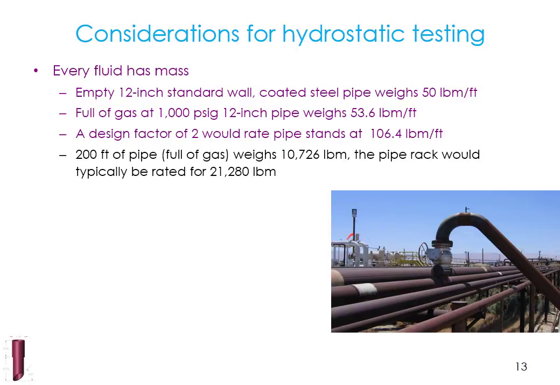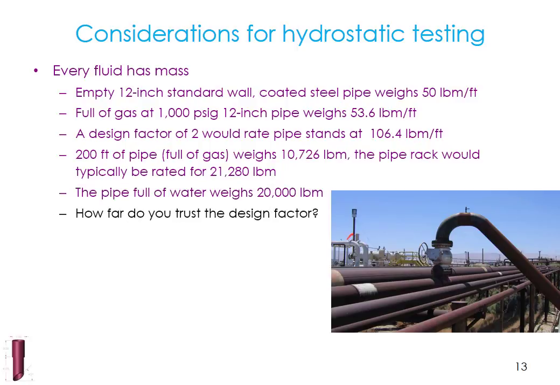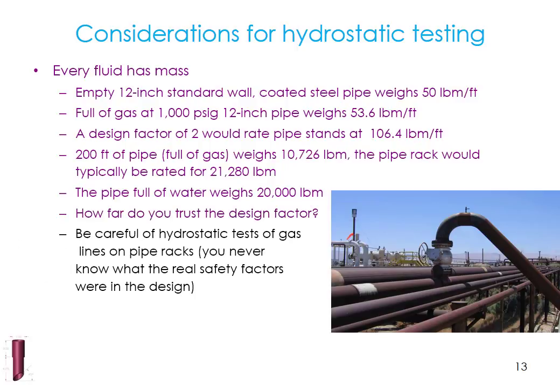200 foot of pipe full of gas weighs 10,726 pounds. The pipe rack would typically be rated at about 21,280. If the pipe was full of water, it would weigh right at 20,000 pounds. How far do you trust the design factor? Did they really use a factor of 2? Or did they fudge it? You're awful close with a pipe full of water. So you want to be careful of hydrostatic tests of gas lines on pipe racks because you never know what real safety factors were used in the design.